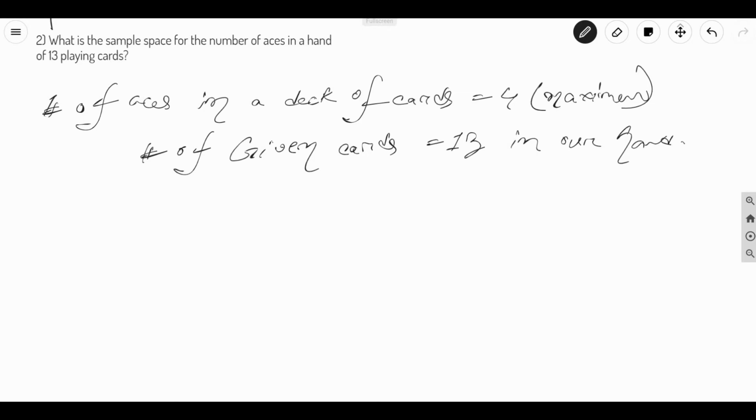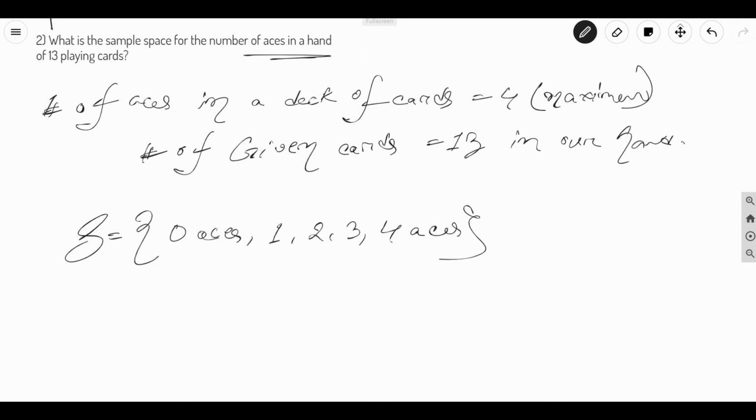Fine. So what they have asked is the number of aces in a hand of 13 playing cards. So if we are given 13 playing cards in our hands, then it is evident that we can have no aces. We can have 1, 2, 3, or maximum 4 aces in our hands out of 13 playing cards.